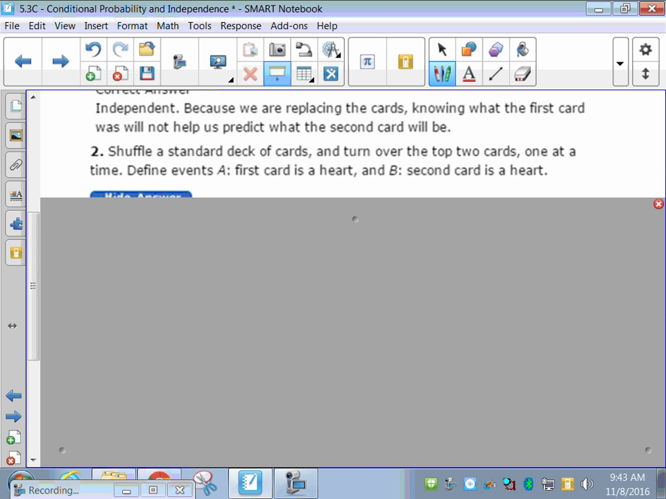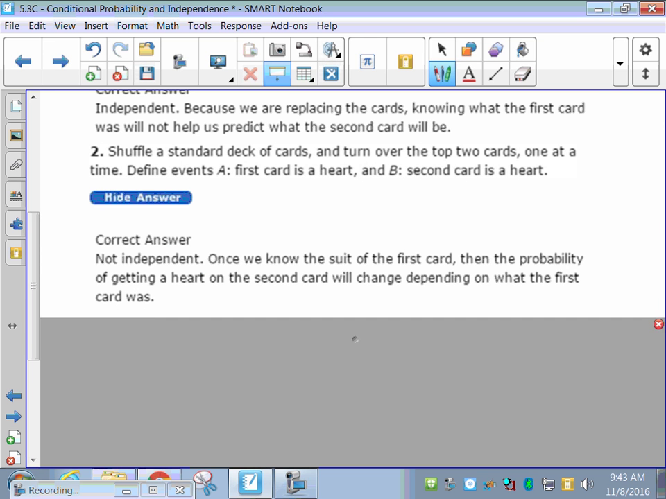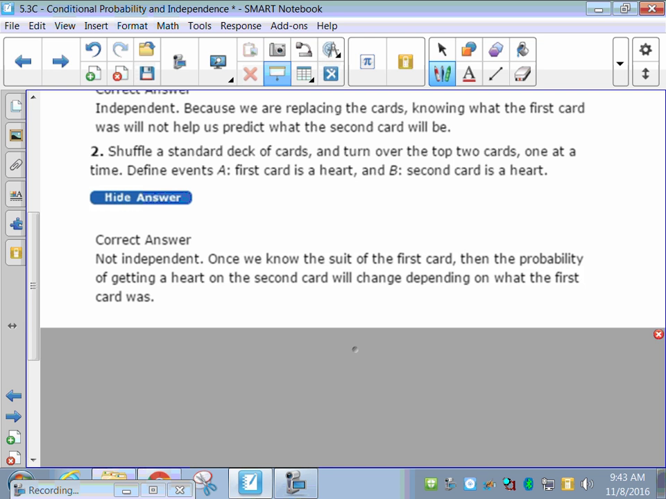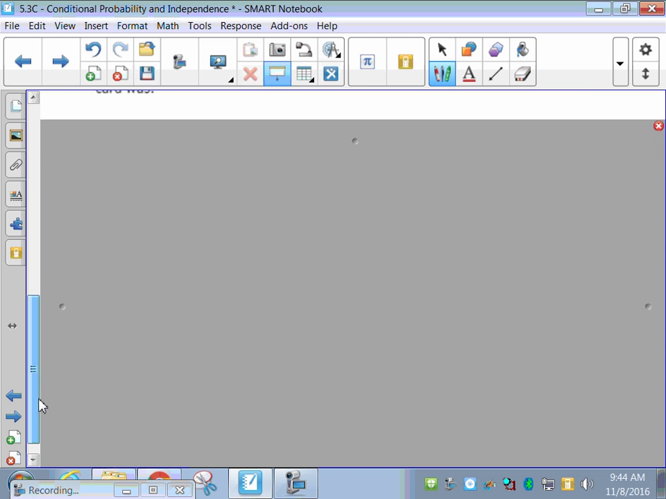Shuffle a standard deck of cards. Turn over the top two cards, one at a time. Define events. First card's a heart, second card's a heart. So this time you are drawing two cards. Are we replacing them in between? No, it does not say that, right? So what about this one? Independent or not independent? Okay, not independent. Once we know the suit of the first card, the probability of getting a heart on the second card will change, depending on what the first card was. Okay?